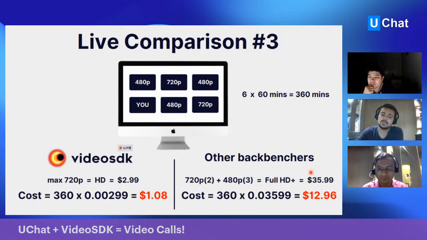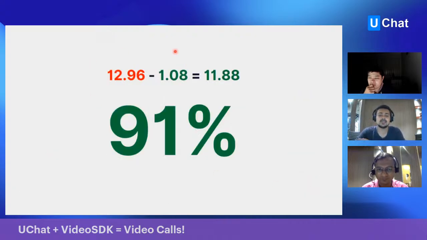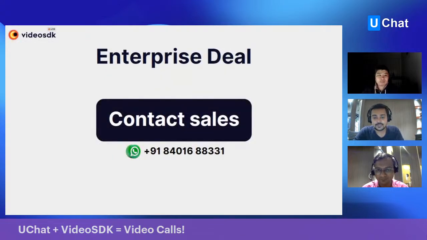That's a huge amount. But in video SDK, we believe in simplicity, so we are just charging on the basis of maximum resolution, which is HD. So $2.99, and our cost is just $1.08, whereas the others' cost is $12.96. And here you can check it's 91% cost effective. You are getting better quality, you are getting simple things, and you are paying less. That is the value we are adding in UChat.